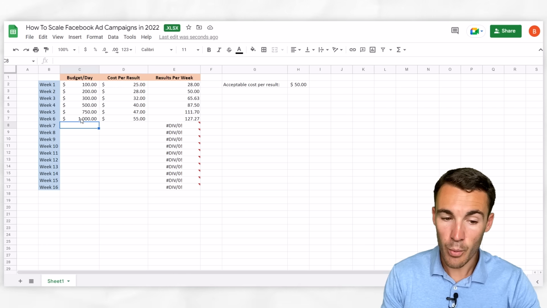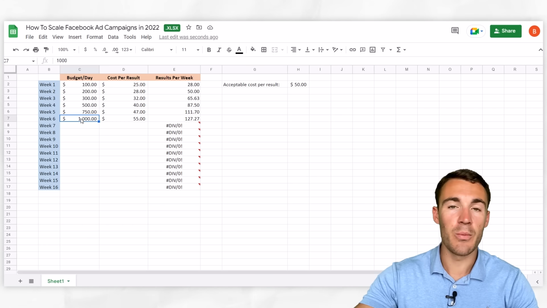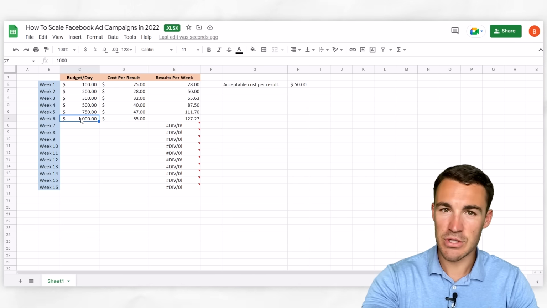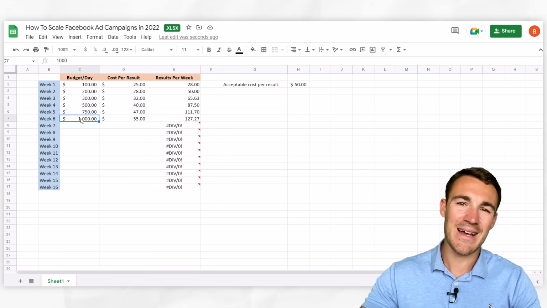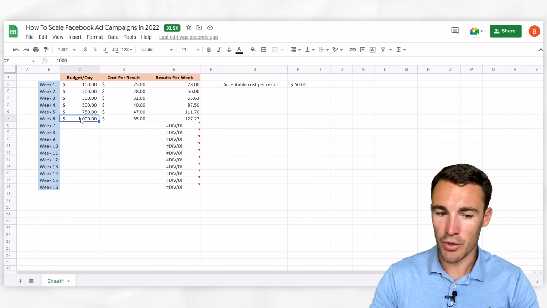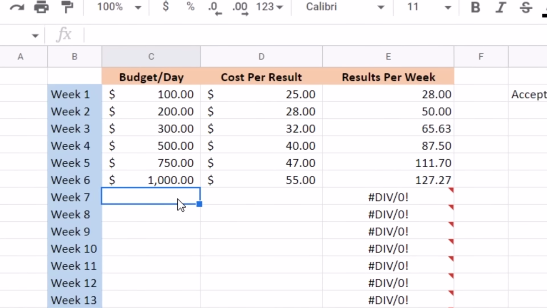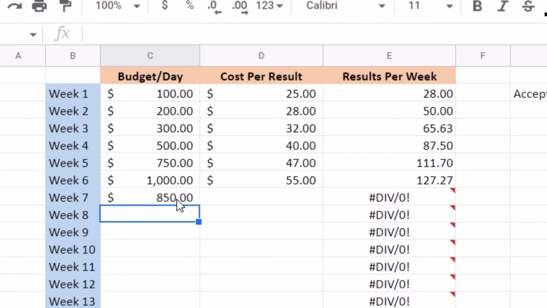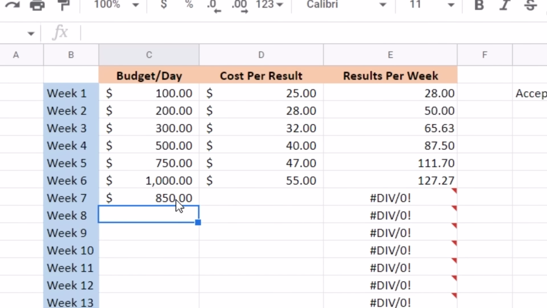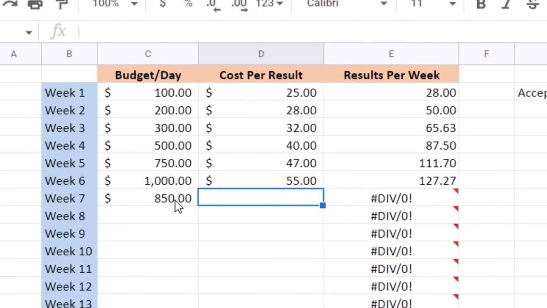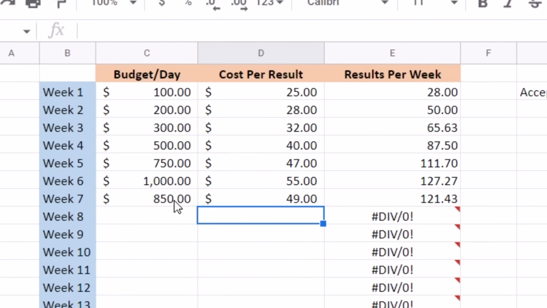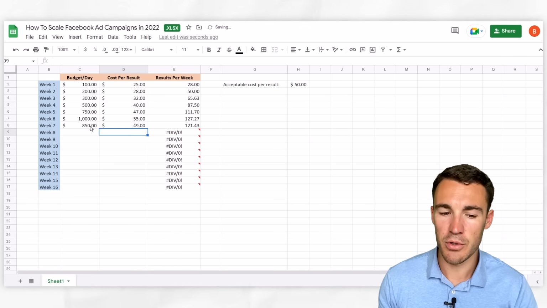Again, remember, we've increased and we've given it a week, we've given this some time. We're not increasing, assessing the results a day or two later and going, too expensive, reduce the budget. That's not the right thing to do. You're going to be going through the learning phase, you've got to play that out. So we would often decrease to something like, let's say, $850 a day. And that might bring the cost per result down to say $49, just under our acceptable cost per result.